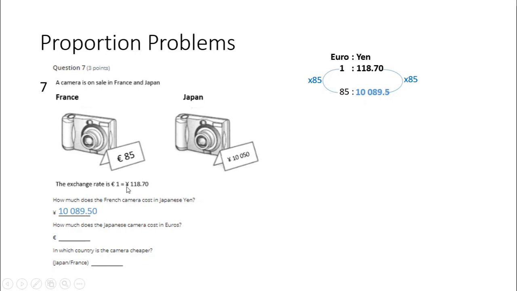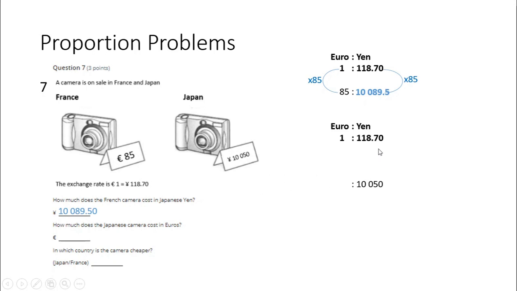Notice up here, they gave us the conversion of euros to yen, 118.70, not just 118.7. It's always 2 decimal places, even though over here in my working, I only have 1 decimal place. Next, how much does the Japanese camera cost in euros? So again, I'll start with my euro to yen ratio, but I'm going to put the yen price of the Japanese camera on the yen side.